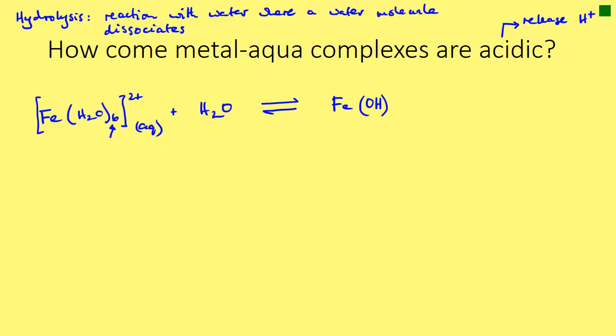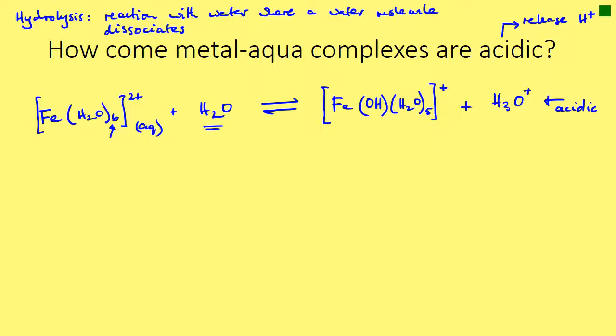Now instead of the water molecule, it's a hydroxide ion, and we still have the other 5 water ligands still attached to the complex, and we write in our square brackets. But this is no longer 2+, right, because we've lost a hydrogen ion, which has a 1+ charge. So what's left is only 1+. And that hydrogen ion has reacted with this water molecule to make a hydroxonium ion, H3O+. And that is what makes it acidic.